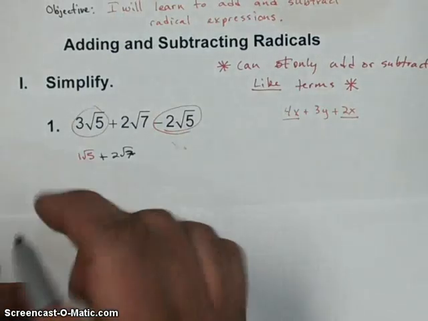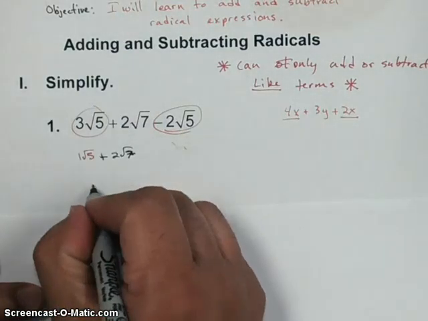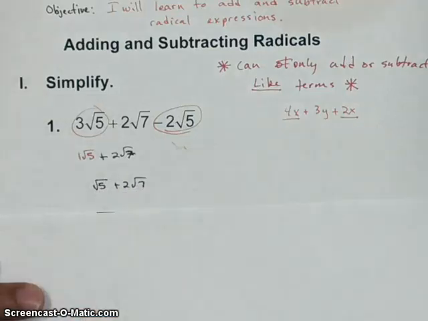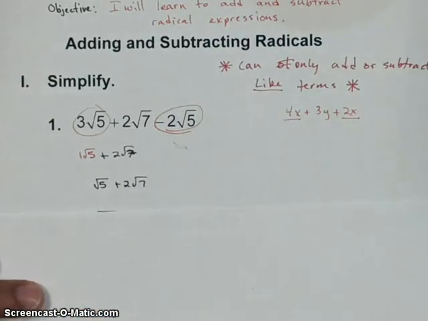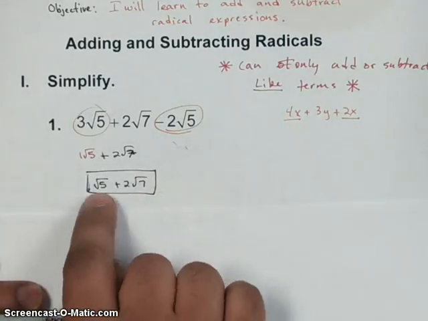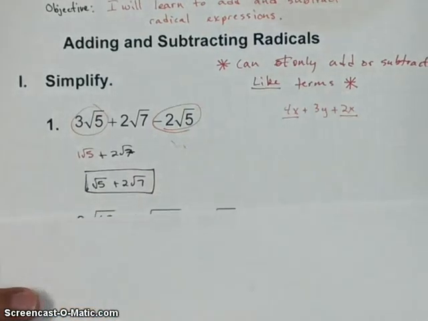I don't really need that 1 there, so really it's just square root of 5 plus 2 square roots of 7. That's your answer. That's simplest form, because you can't simplify the square root of 5, and you can't simplify 2 square roots of 7.